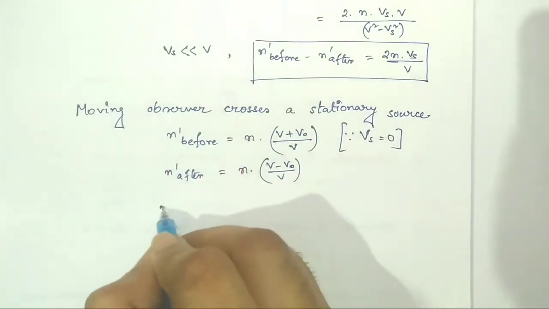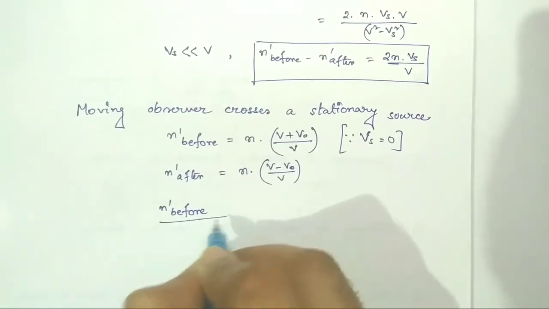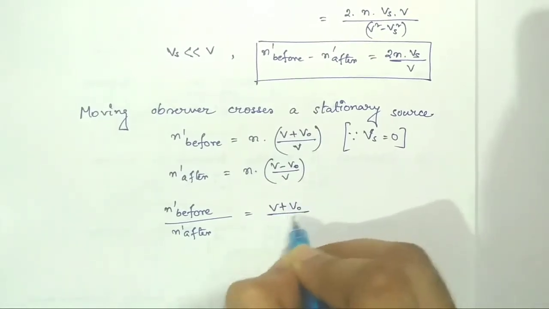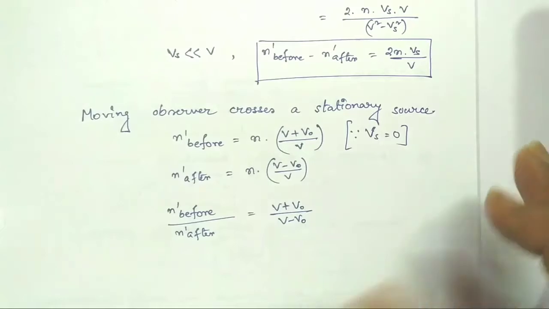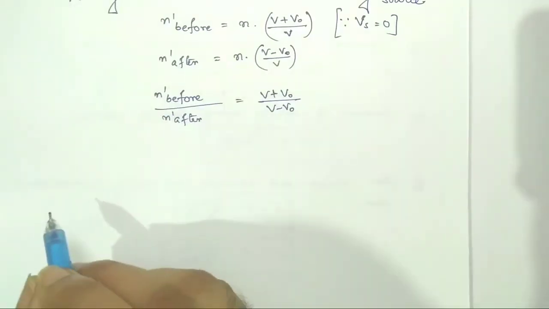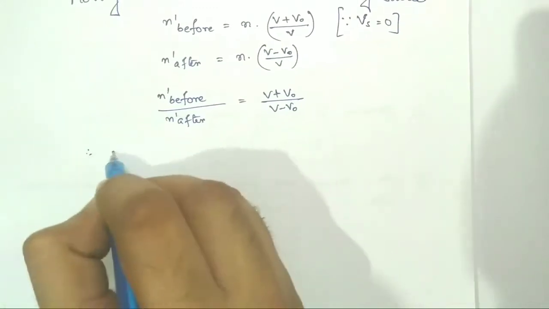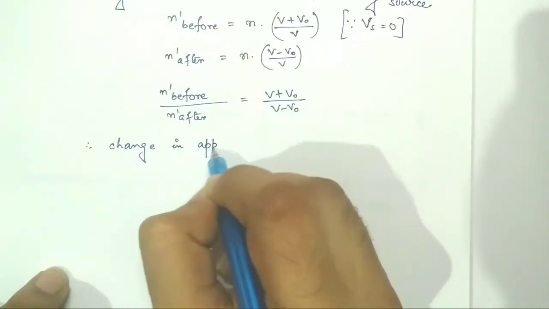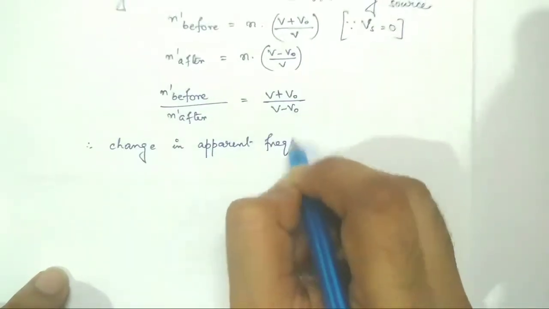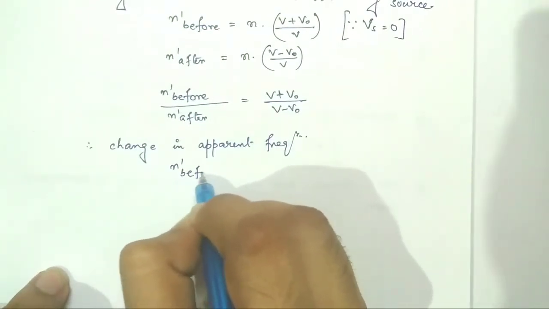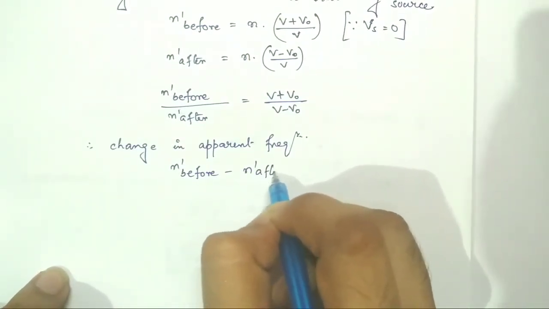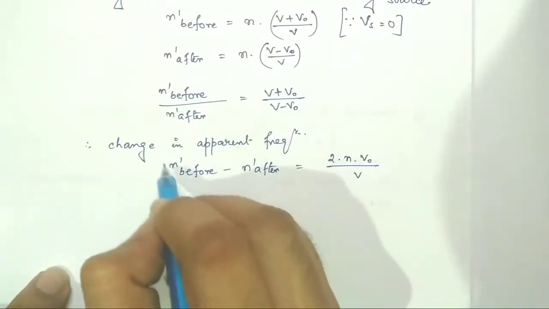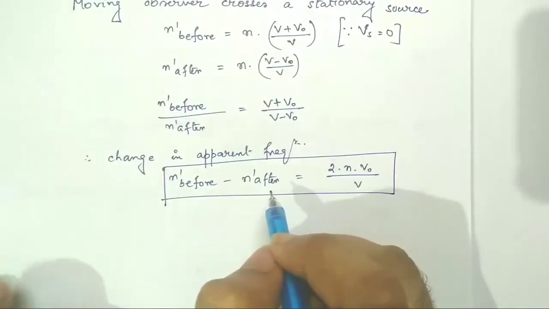Now take the ratio n prime before divided by n prime after. This will give you (V plus Vo) divided by (V minus Vo). So what will be the change in apparent frequency? The change in apparent frequency will be given by n prime before minus n prime after. This actually gives you 2 into n into Vo divided by V. This is the change in apparent frequency.